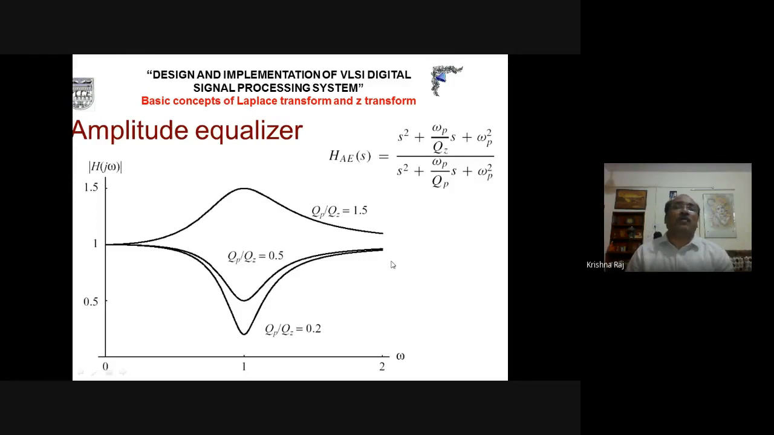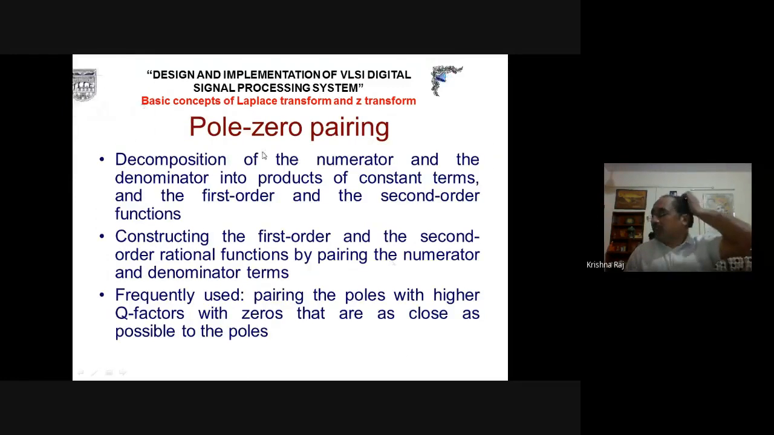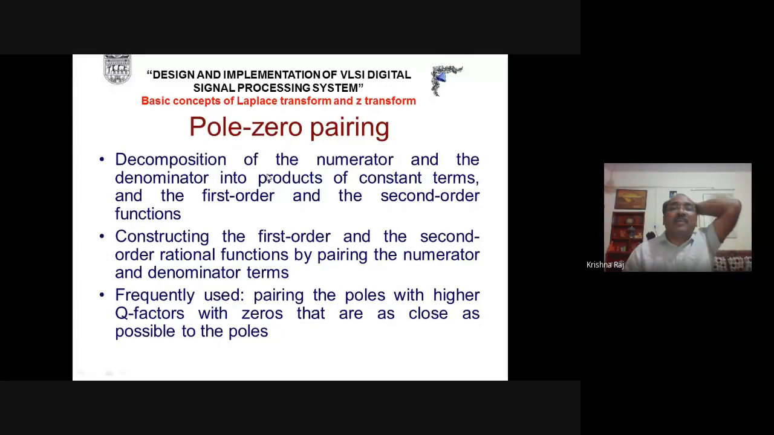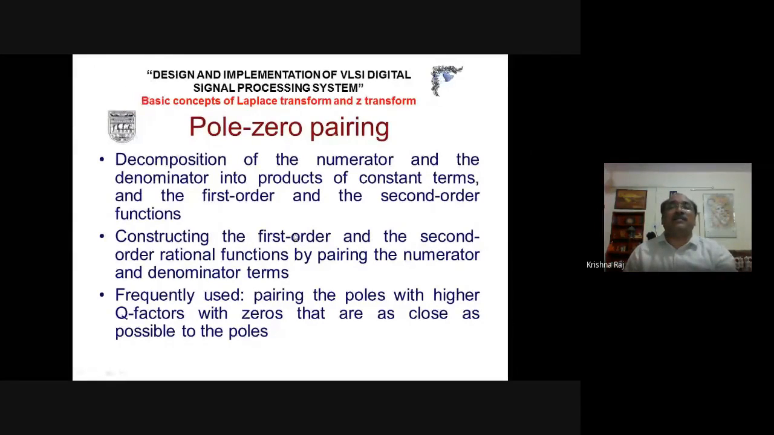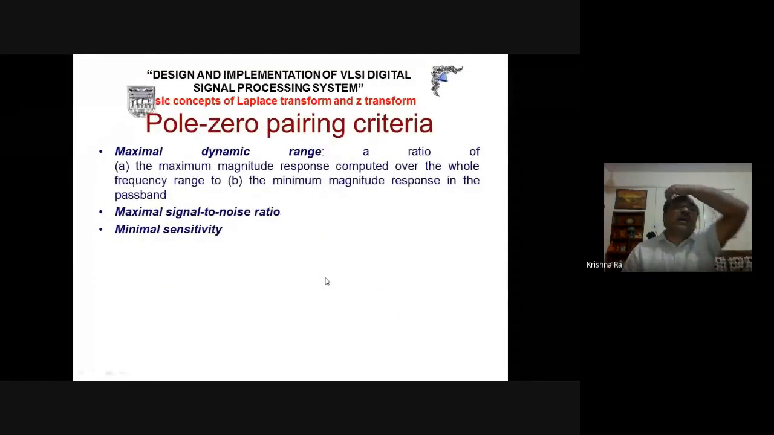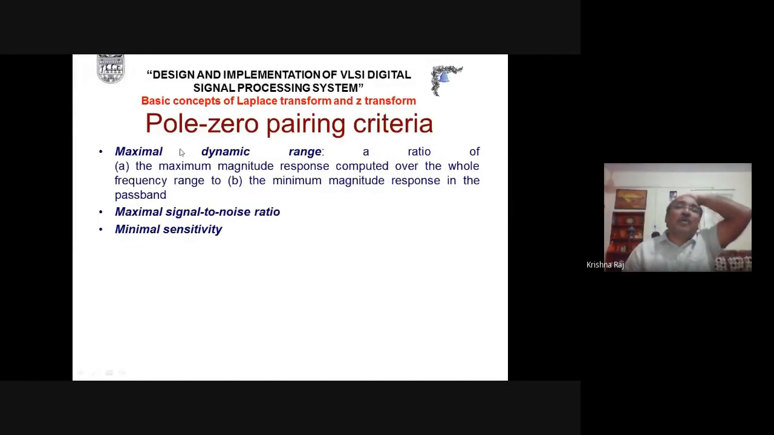Now some concepts of pole zero pairing are used during the time of designing. The systems are broken into first order and second order rational functions, and then we apply pole zero pairing for the design. For that purpose, we will get the maximal dynamic range after applying the pole zero criteria, maximal signal to noise ratio, and minimal sensitivity, and these are the requirements of a system which has to be designed.